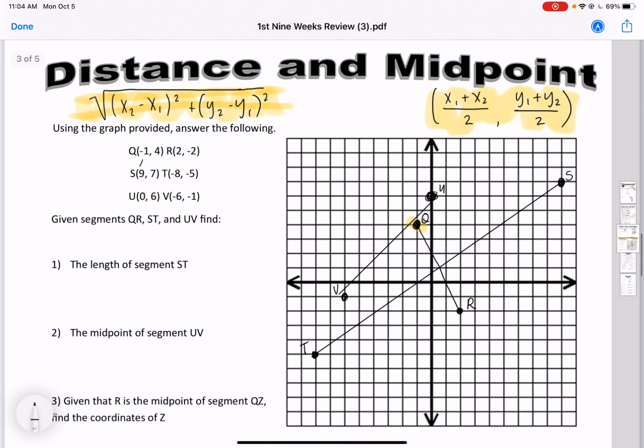All right, distance and midpoint. So I plotted the points for you already, but distance formula is under the distance word and midpoint formula is under the midpoint word. So I want to find distance here. I want to find midpoint.